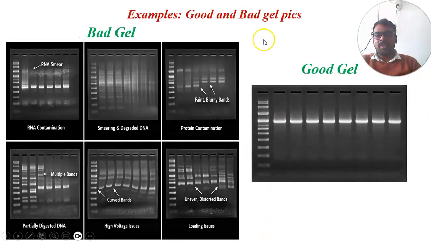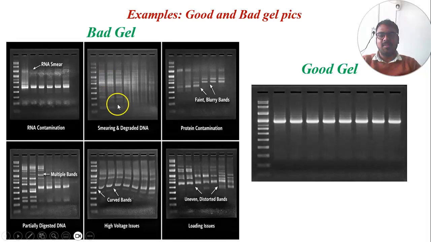Say for example, if the extracted DNA is of good quality and good concentration, then we are going to get a good gel picture like this, clearly visible. If we make any mistakes, for example if there is RNA contamination in the DNA sample that we extracted, the bands will look like this, with smearing because of the RNA. Here we might not have used the RNase treatment, so there is a chance of RNA contamination. Suppose the DNA is degraded during the extraction process, then the gel will look like this.